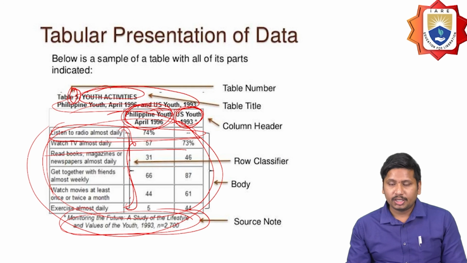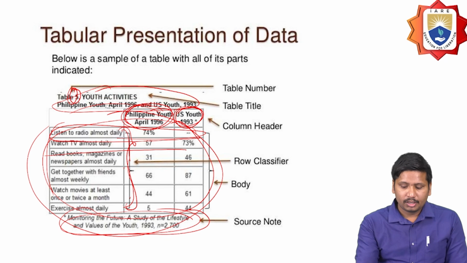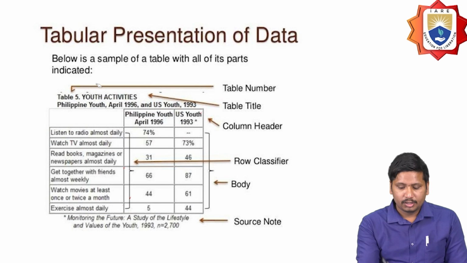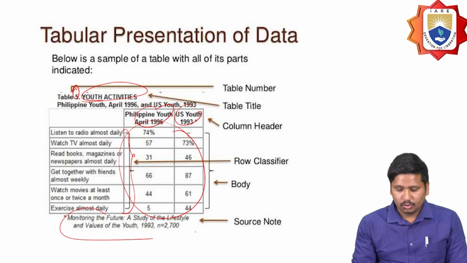And for table presentation, some notations have to be considered: the table number, and how to specify the table number, the table head title, and then the column header I have to specify, and this is the row classifier, and this is the body and source of the table.